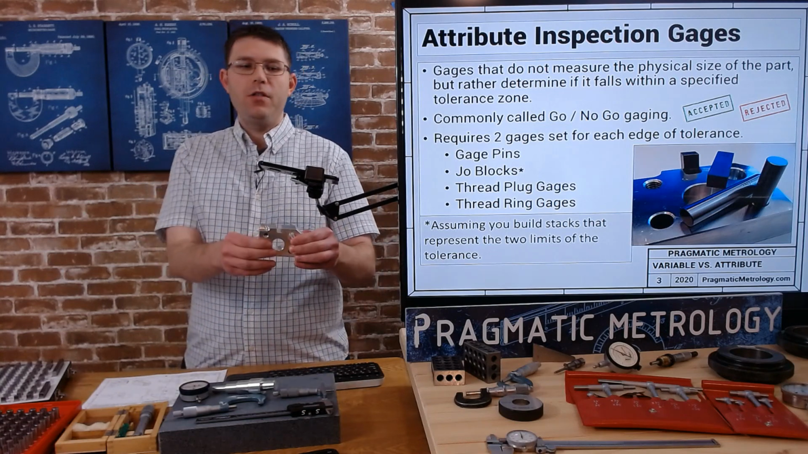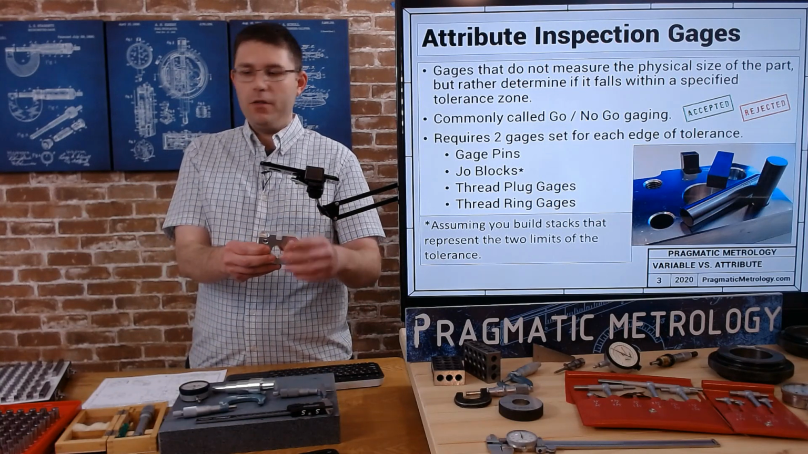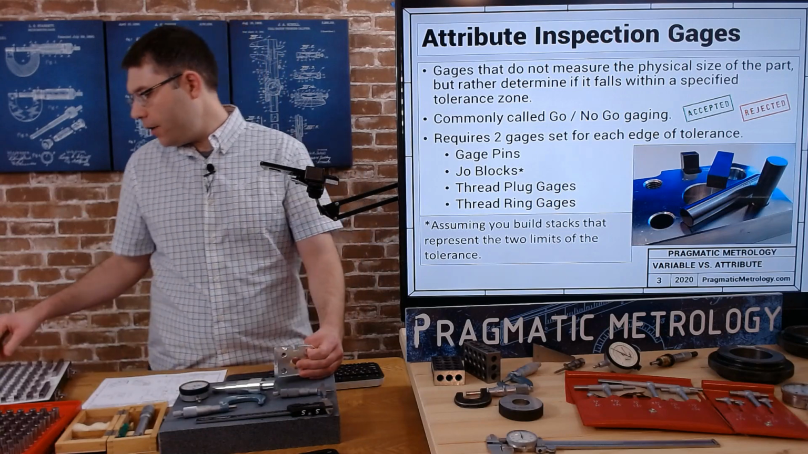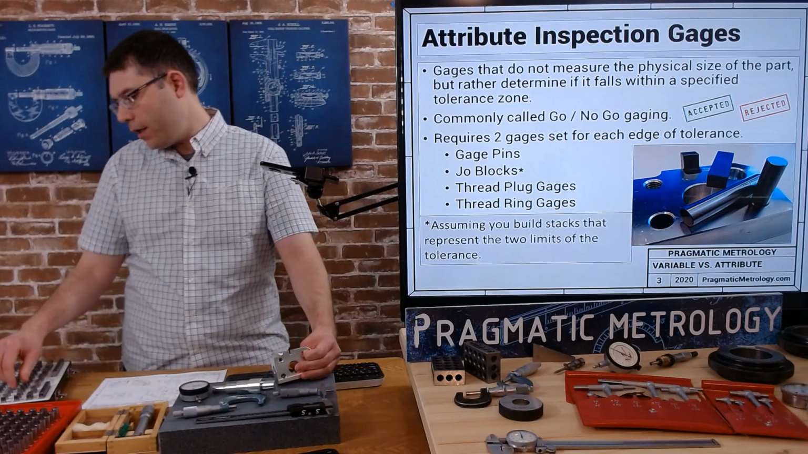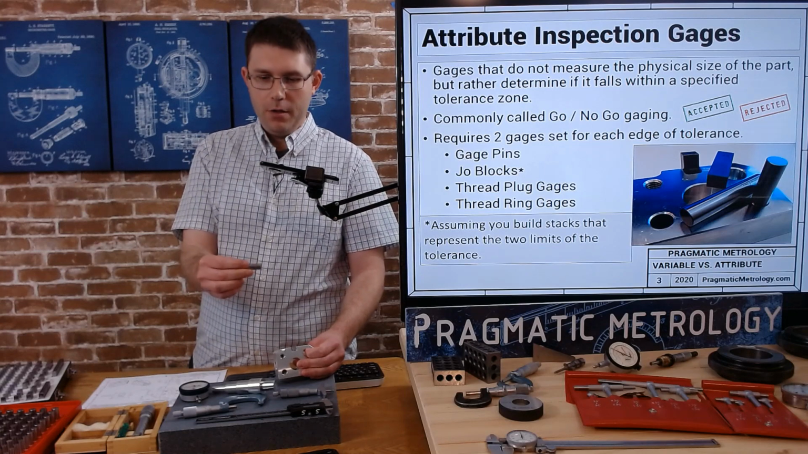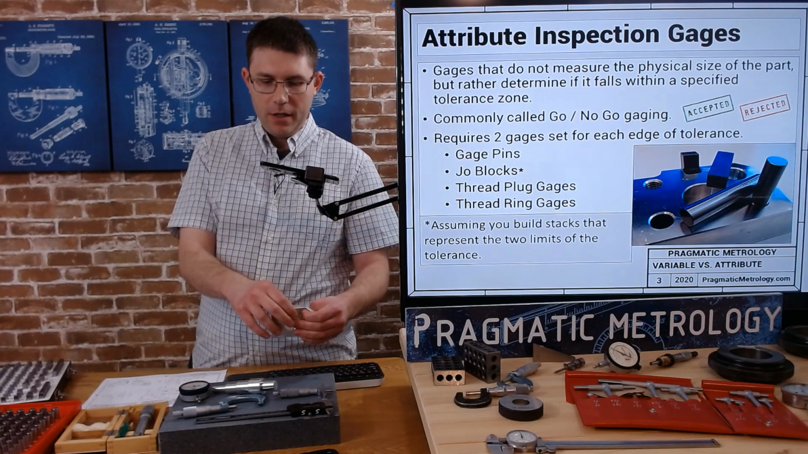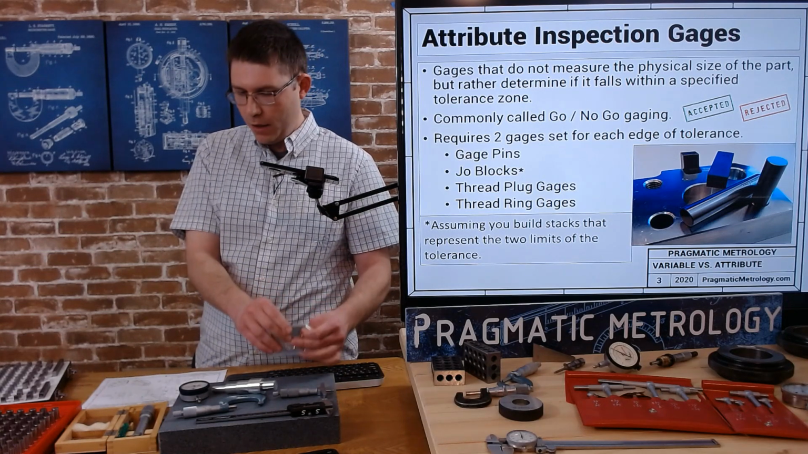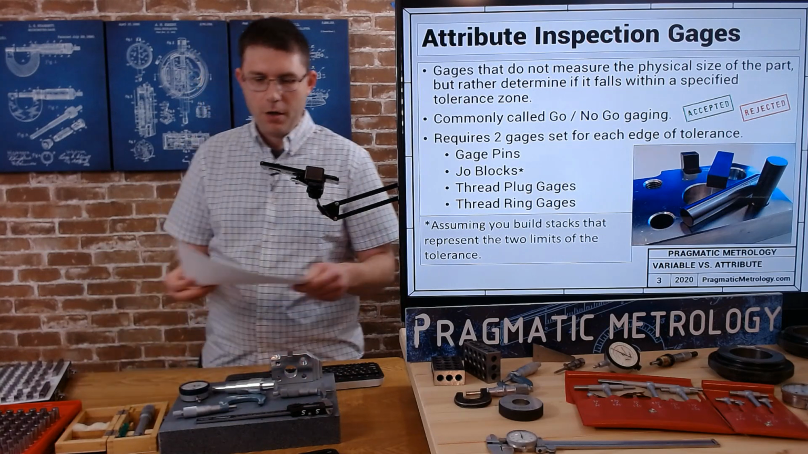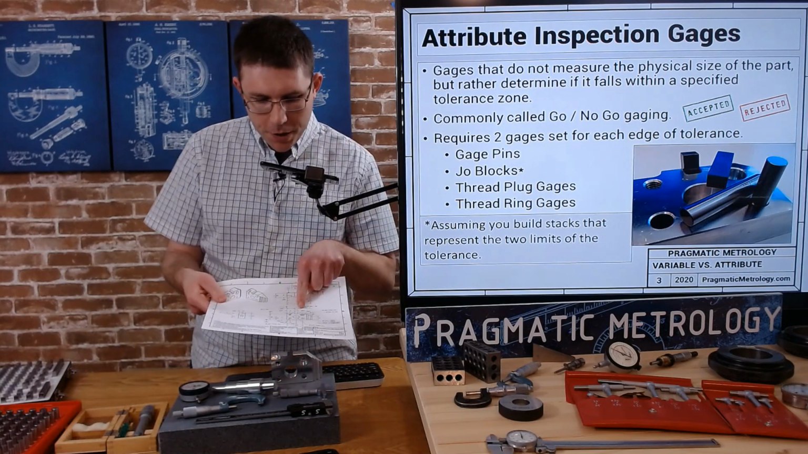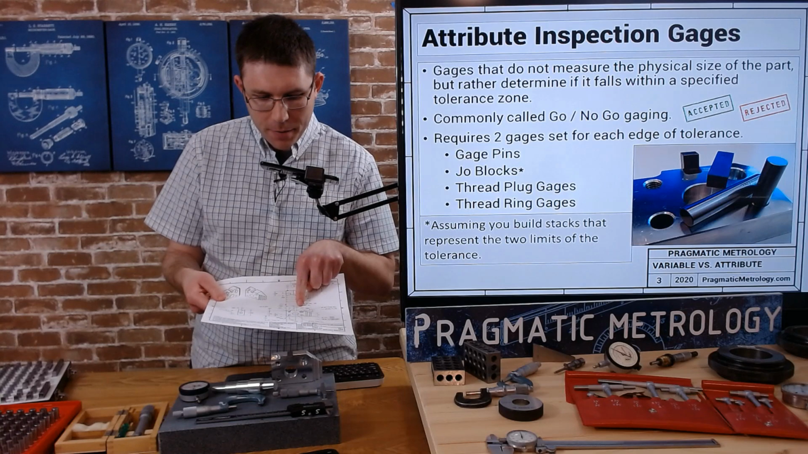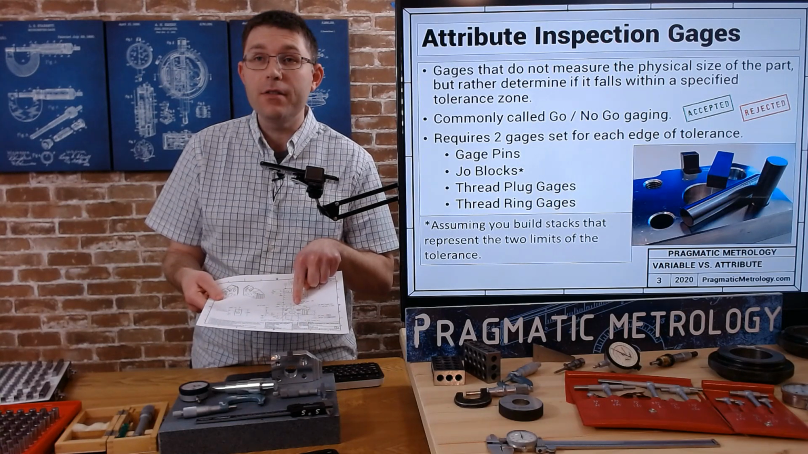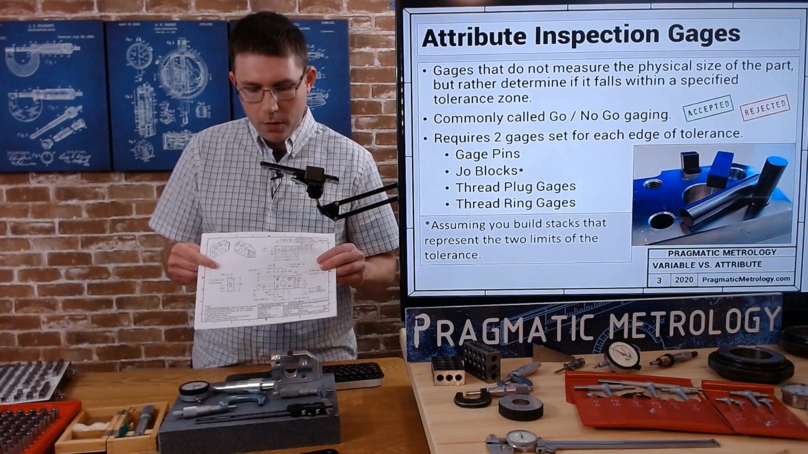If you want to talk about a slot, like this part has a slot here, we also have Joe blocks. So I'm going to grab the 400 and we'll see if that slides in. It does slide in, which, if we take a look at our print here, should be a 405 plus or minus 5 thousandths, the same tolerance.